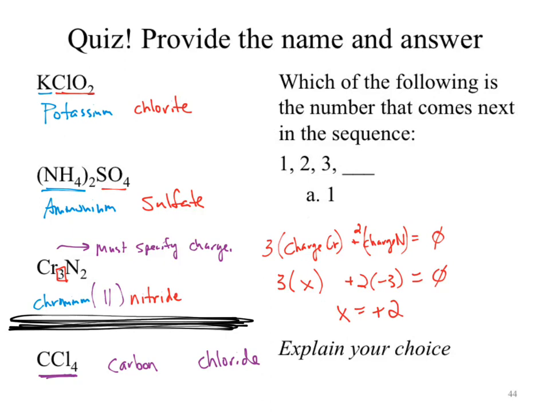So how do we know how much of each of those elements are present if I don't look at the charge? I have to change the name to specify the amount of each of those elements. So this becomes carbon tetrachloride, because tetra is, say, Greek for 4.